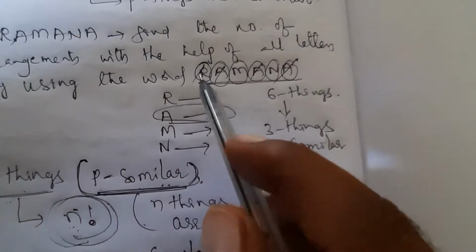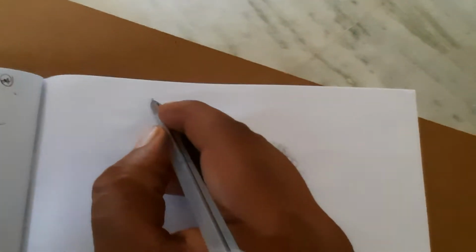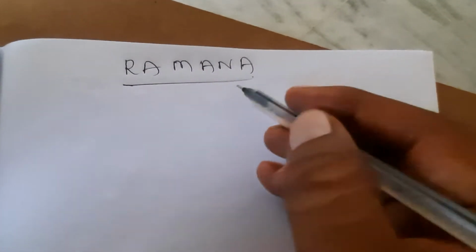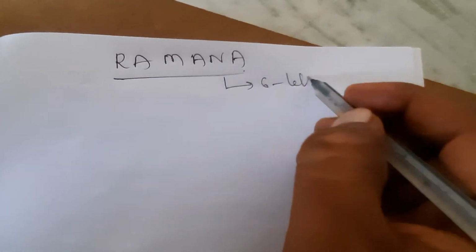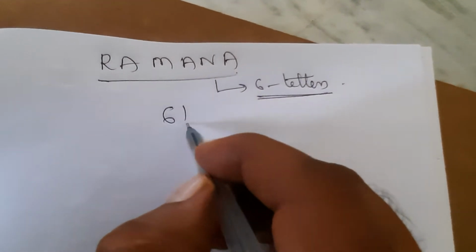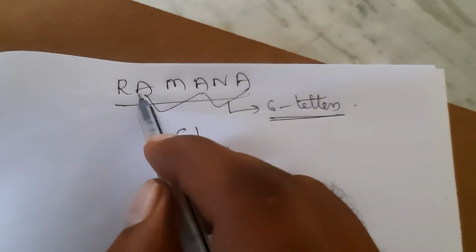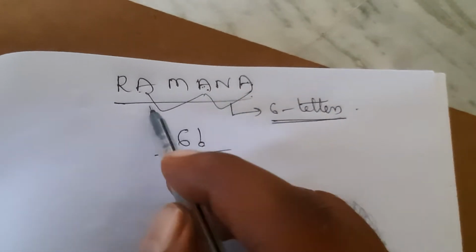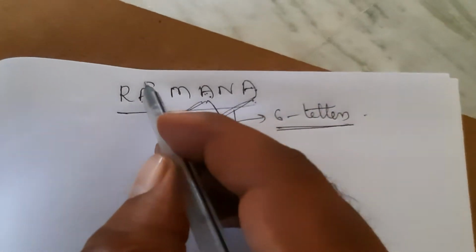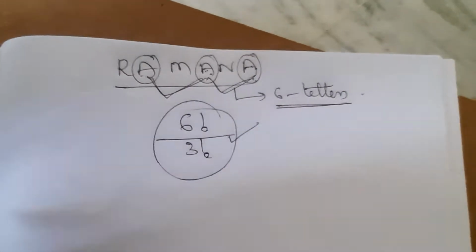Just like here I gave RAMANA. How many letters are there here? If you observe, RAMANA is the word. In this word, how many letters are there in total? 6 letters. In general, in how many ways can we arrange them? 6 factorial. But here, if you interchange these 3 A's, this A here and this A there, can we get any different arrangement? No, we get the same arrangement. So here similar things are there, na? 3 similar things. Therefore, the total number of permutations equals this one.